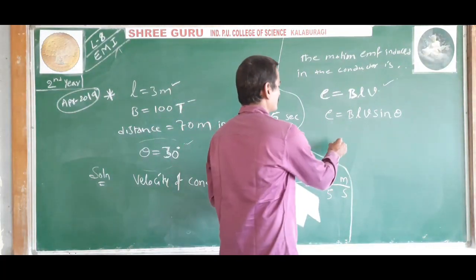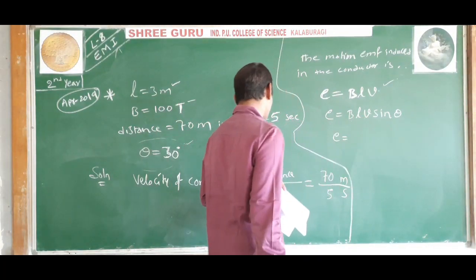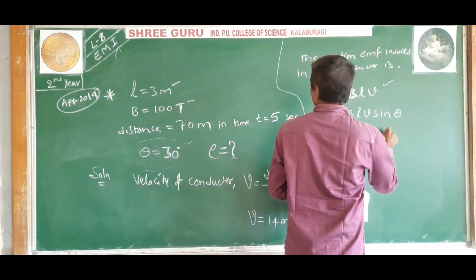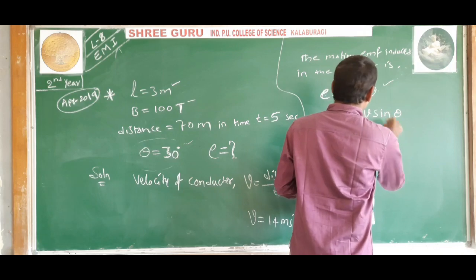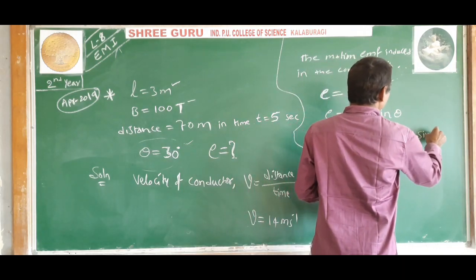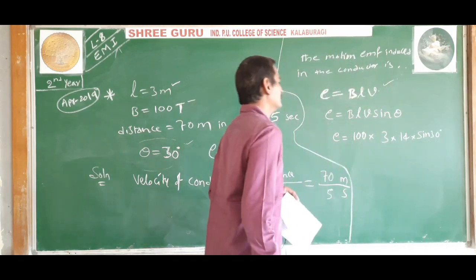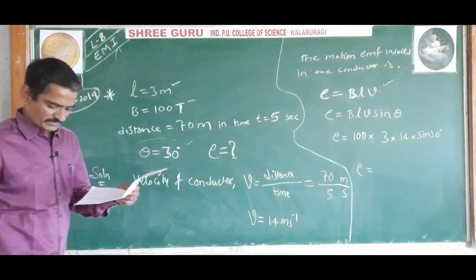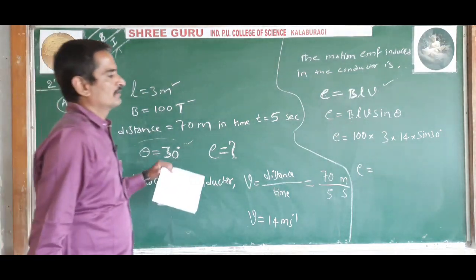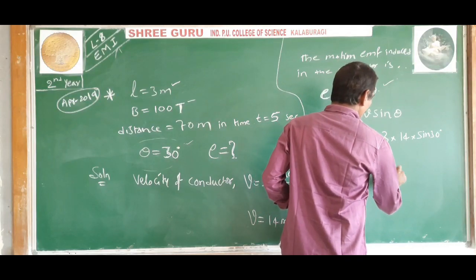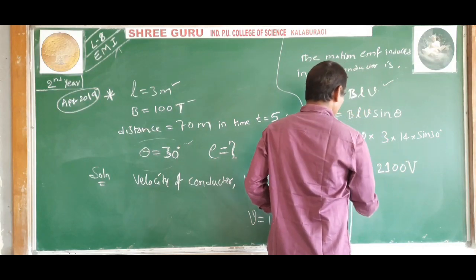Okay, then you will get the formula E is equal to, now substitute the value. Magnetic field B is 100, length is 3 meter, and velocity is 14 into sine of 30 degree. Now simplify this one and you will get the answer. On simplification, you will get the answer as 2100 volt.